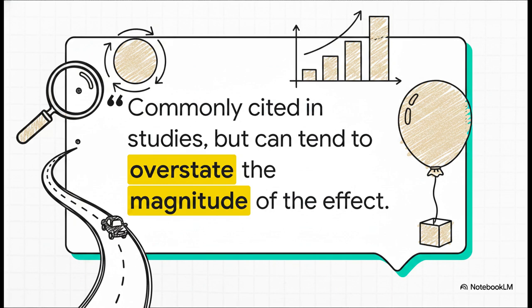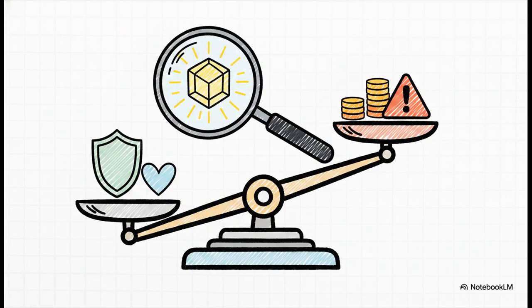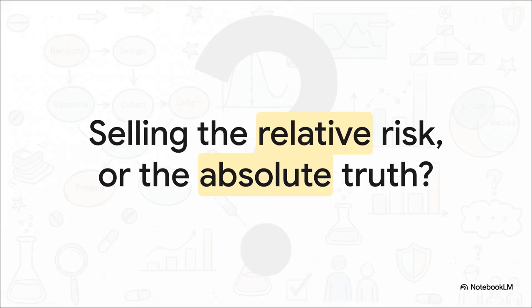Think about it. If an ad tells you a pill reduces your risk of a rare disease by 80%, but your baseline risk was only 1 in a million, well, that 80% reduction doesn't actually mean much for your daily life, does it? Which brings us to the golden rule of the clinical audit. Never, ever make a clinical decision without calculating the absolute truth first. When you know the absolute risk reduction, you can confidently weigh the true real-world benefits against the costs and potential harms. Next time you see a massive medical breakthrough touted on the news, ask yourself, are they selling you the relative risk or the absolute truth?